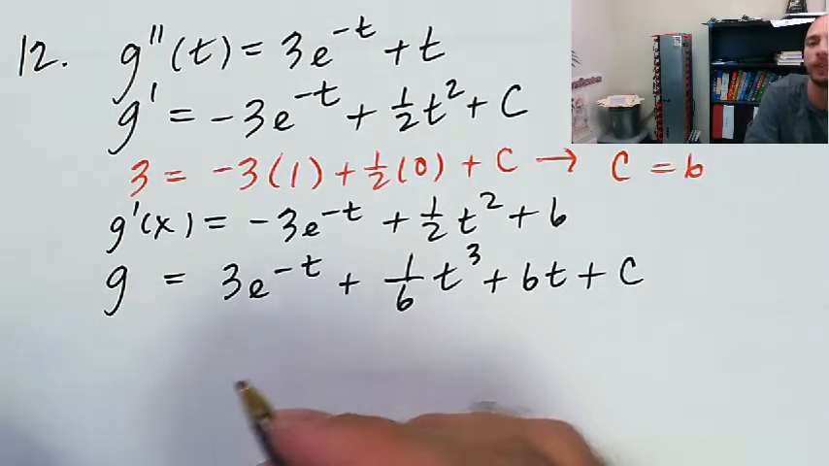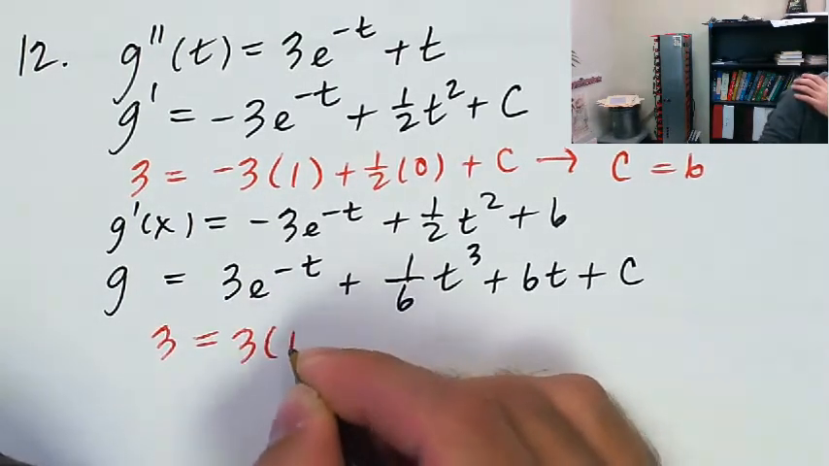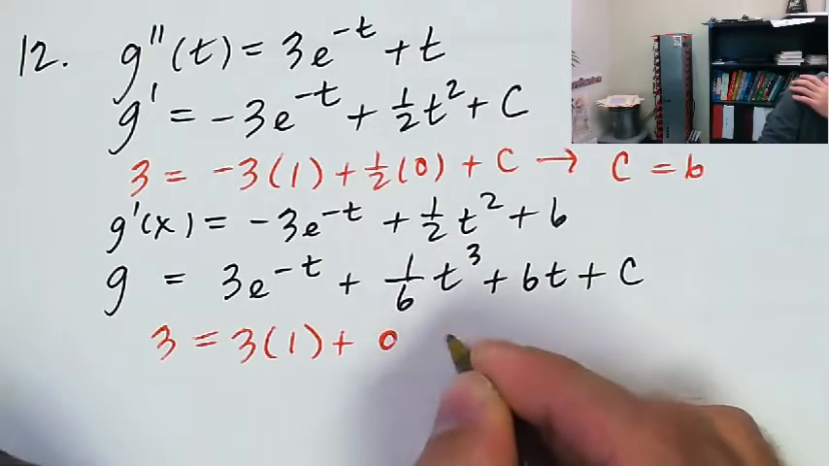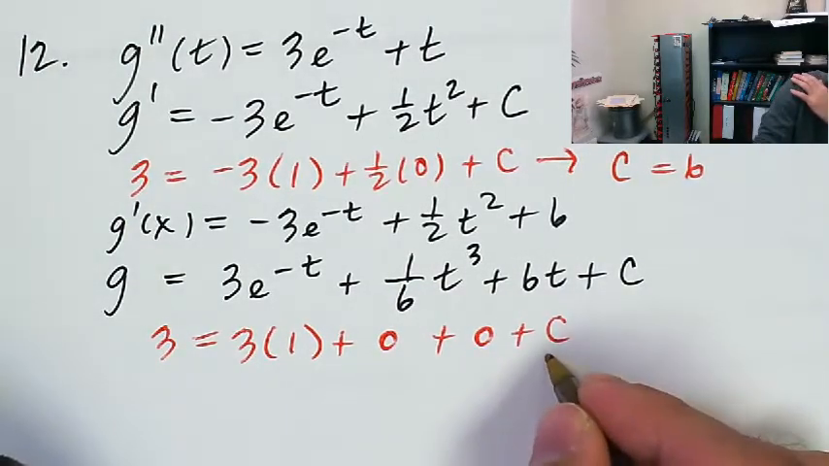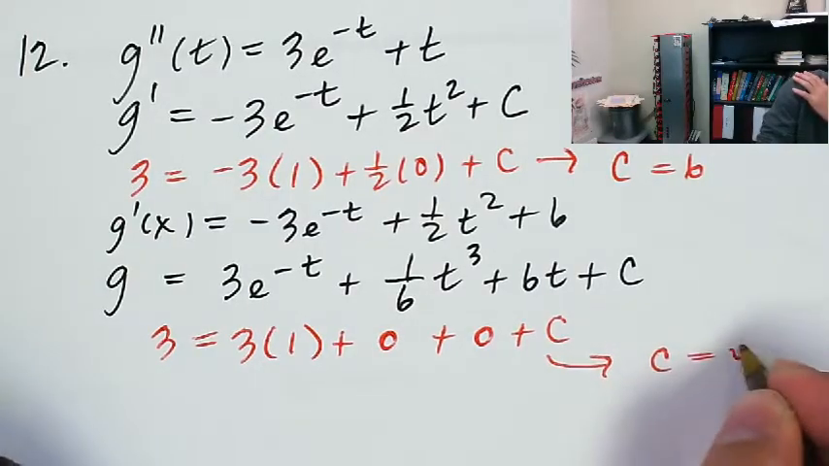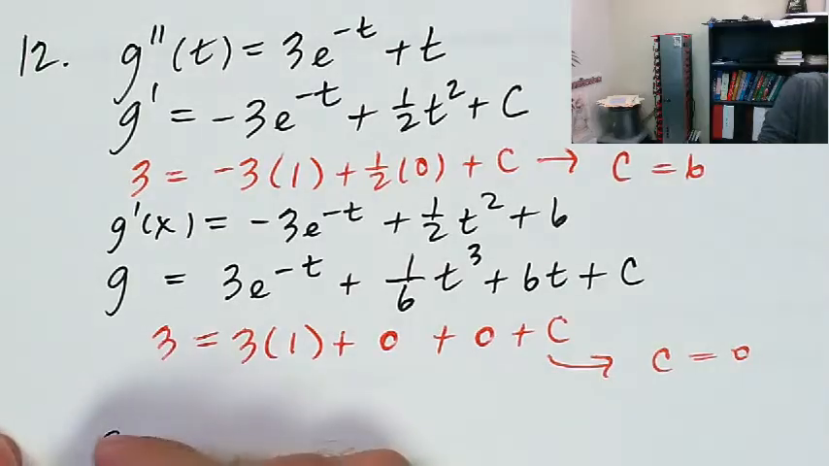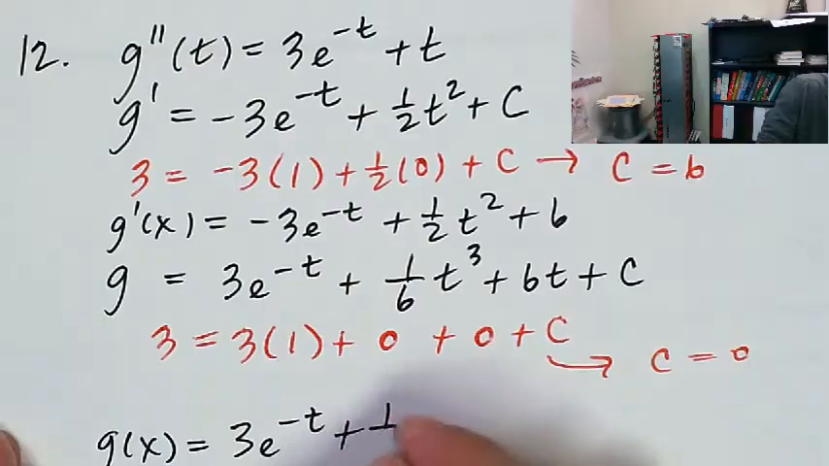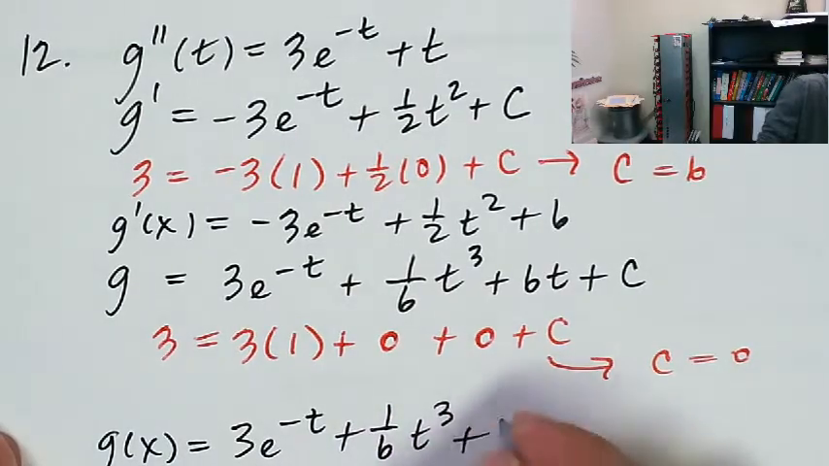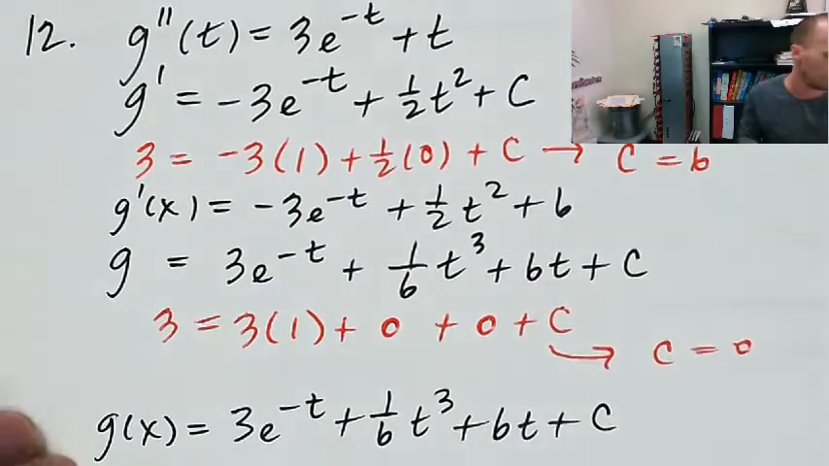Now I'm going to go over here and actually compute. What did it say? g of 0 is also equal to 3. So 3 equals 3 times 1 plus a sixth of 0 plus 6 times 0 plus c. I think this is telling me that c needs to equal 0, right? Because 3 is 3 plus c. Yeah. So my conclusion is that g of t equals 3e to the negative t plus 1/6 of t to the 3 plus 6t plus c. Right.